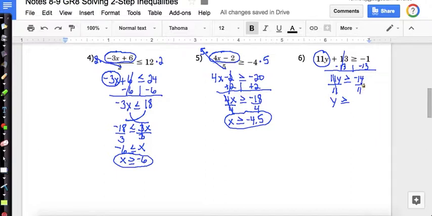Now, this cannot be simplified. It does not come out to be a whole number. It comes out to be a decimal. And instead of rounding, we want to keep it as a fraction, because if we round it, we'll never get it to check. But if we keep it as a fraction, we will be good to go. So negative 14/11.